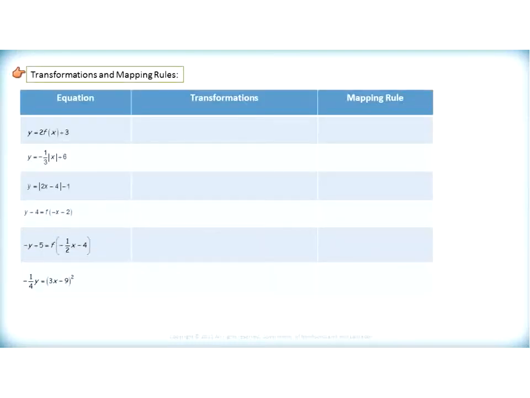Let's look at some examples of equations, and let's look at what the transformations are, and let's state the mapping rule as well for each of these. So let's start with the first example right here. Let's state the transformations first of all. The 2 here represents a vertical stretch of 2 units. The plus 3 represents a vertical translation of positive 3.